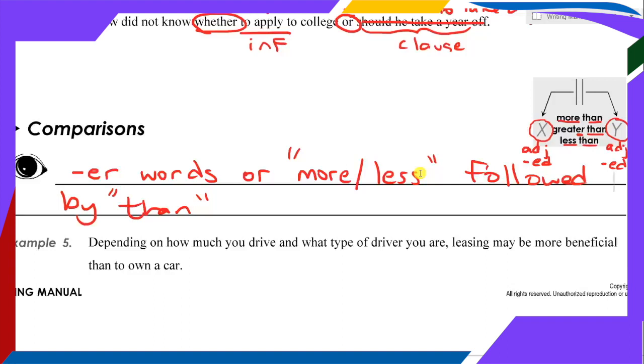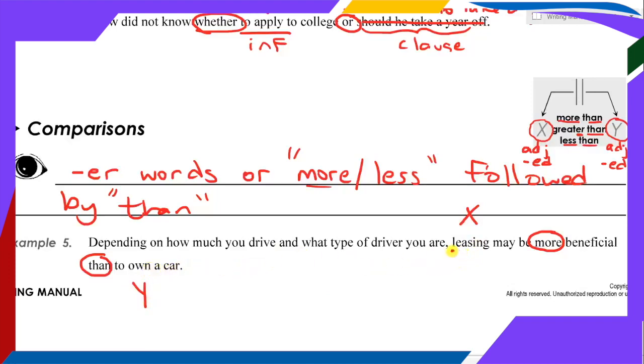Okay, so in number 5, we have, "Depending on how much you drive and what type of driver you are, leasing may be more beneficial than to own a car." So where's our tip-off clue? Well, we have a more right there. That's what we said up here, the more. And then we have a than here. So we know that there's a comparison being made. We have to make sure that the things that come before and after in the comparison, the first thing and the second thing, are matching.